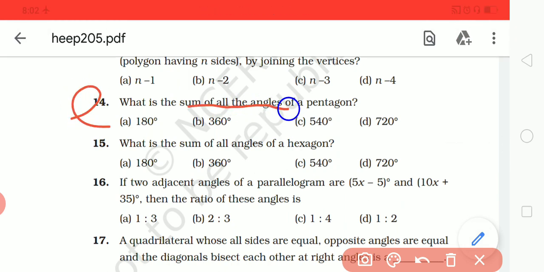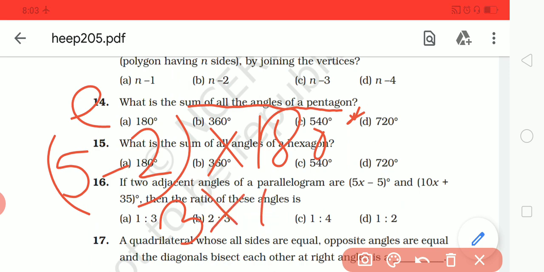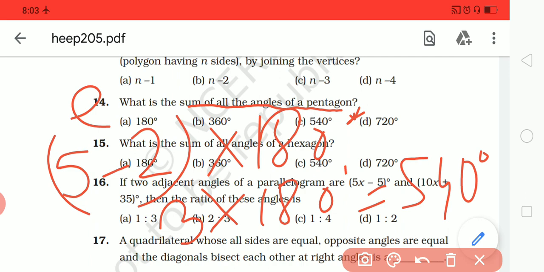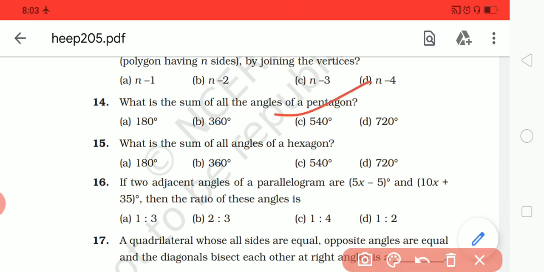Now come to question number 14. What is the sum of all the angles of a pentagon? You know, n is 5 in a pentagon, so use the formula (n minus 2) into 180 degrees, that is (5 minus 2) into 180 degrees. It is 540, but I want to tell how to find it. This is 3 into 180 degrees, so 18 threes are 54, this is 540. The formula is (n minus 2) into 180, where n is the number of sides in the polygon. So this is 540, right?